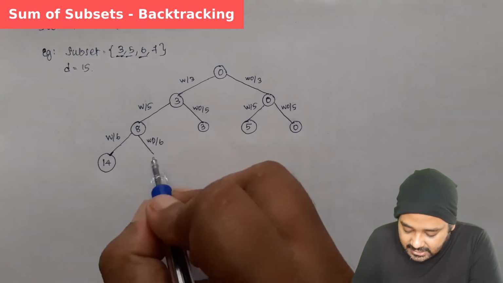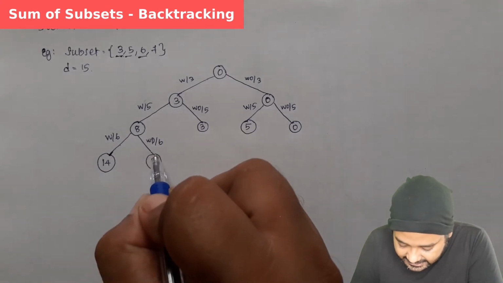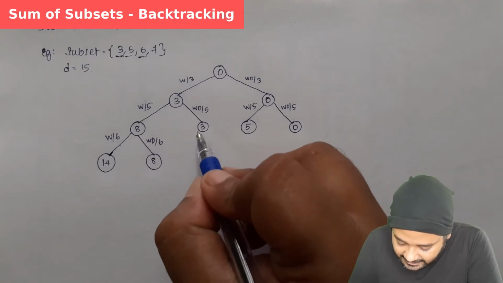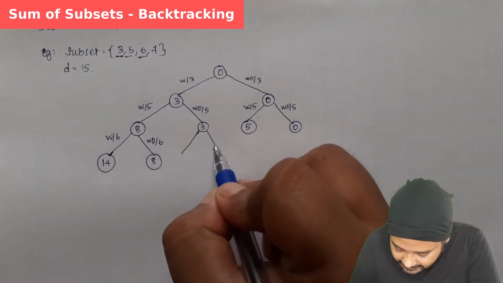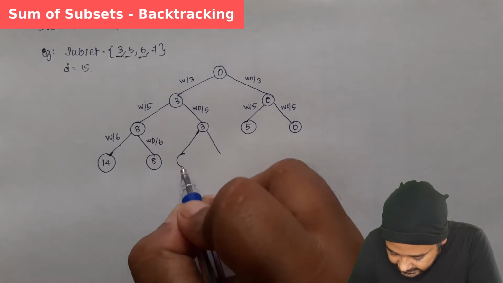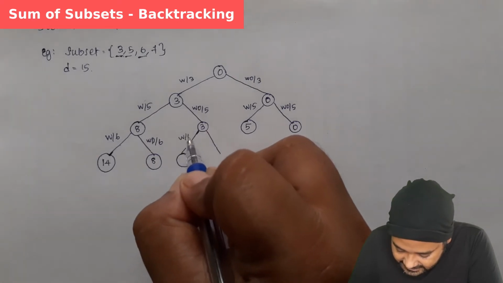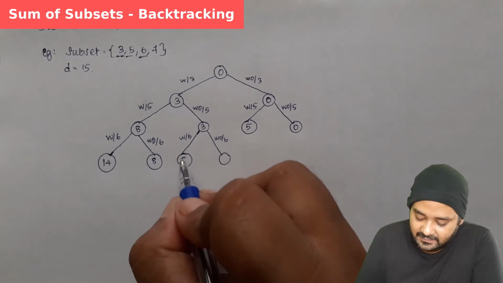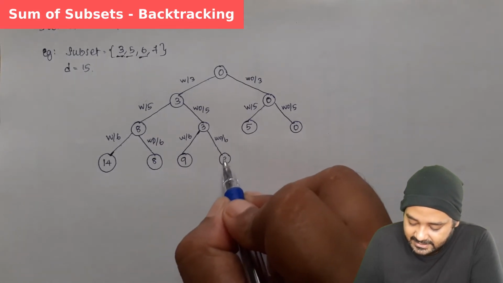So without 6 it will be 8, so I'm just marking 8 as such, right? So the next step, what I'm doing is that I'm just marking for the next element, which is nothing but my 3 over here, right? So here again with the 6, without 6 I just have to travel, right? So with 6 my value will be 9, without 6 my value will be 3.